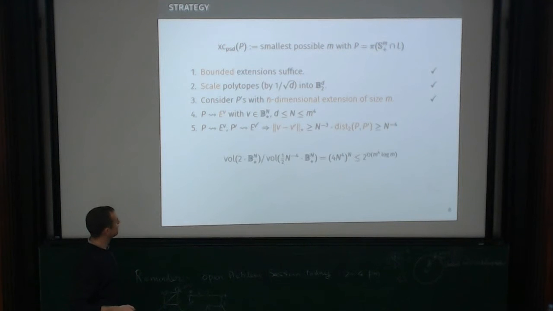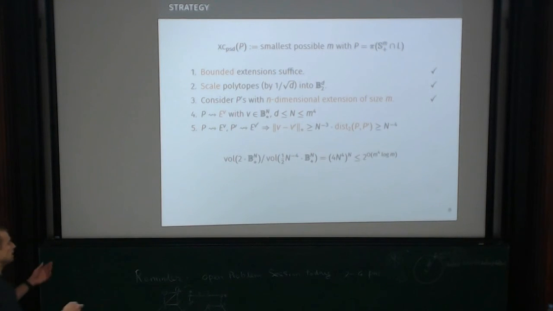Now you do this volume calculation. You have a factor of 2 in front of this to be safe, because these balls around the representations might stick out a little bit of the unit ball. Certainly the factor of 2 accounts for this. If you now do this volume comparison, you find that you cannot have more polytopes having an n-dimensional extension of size m than 4 times capital N to the 4 to the n. And as n is less than or equal to n to the 4, you find that this is bounded by 2 to the O of m^4 log m.